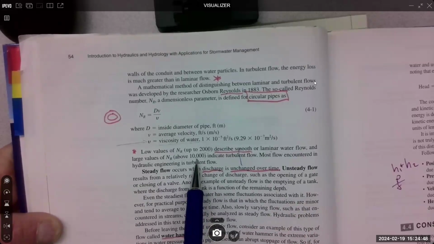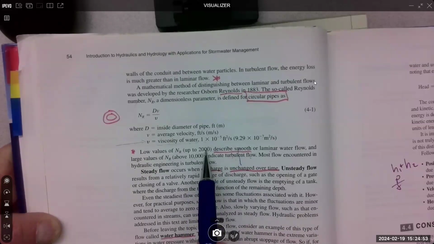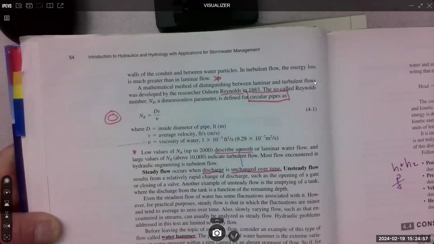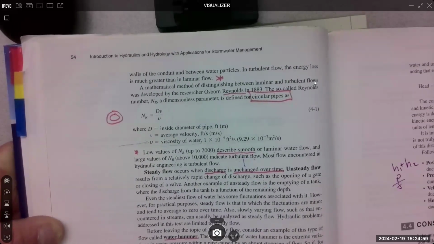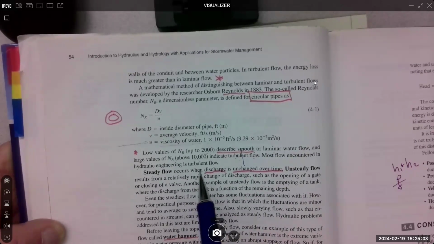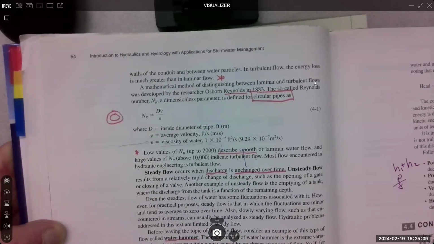Above 10,000 indicates turbulent flow. So that's a huge range between 2,000 and 10,000. What's going on? Well, probably combinations of laminar and turbulent flow. So it's a pretty big range and a basic estimate essentially on whether you have a laminar or turbulent flow.